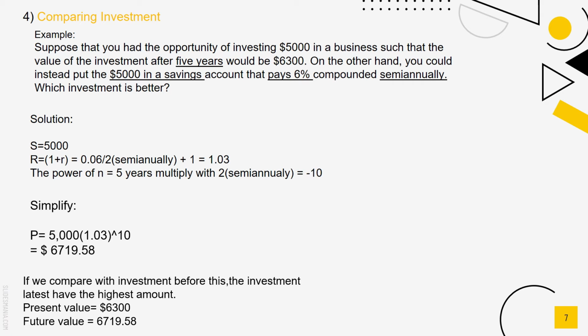The investment that has the highest amount is the better one. The present value before this is 6,300 and the future value is 6,719.55, and it shows us the comparing investment that we should pay. So we go through the other calculations.